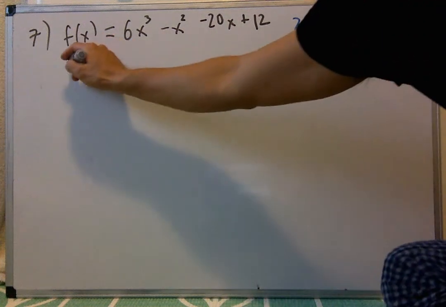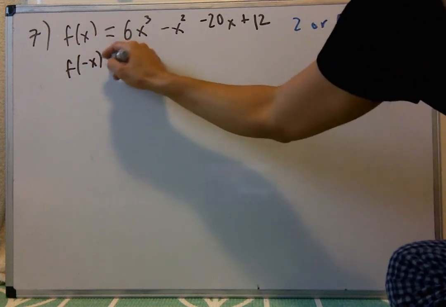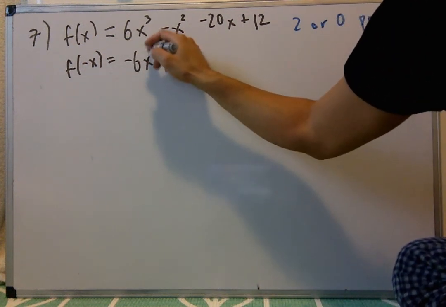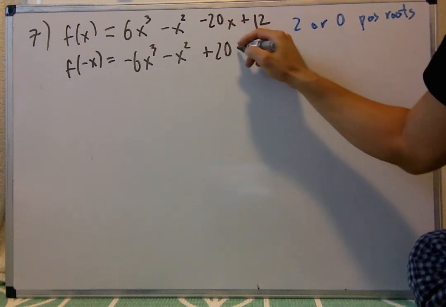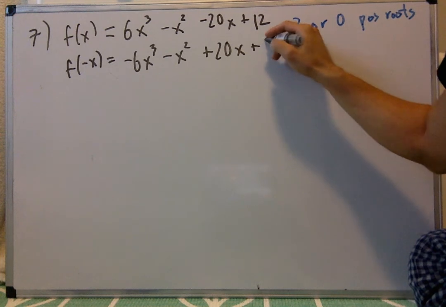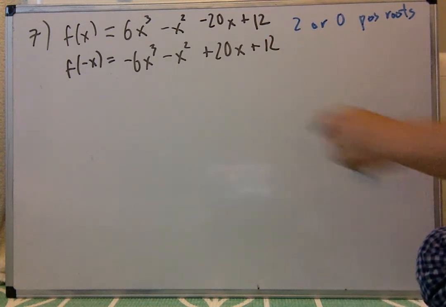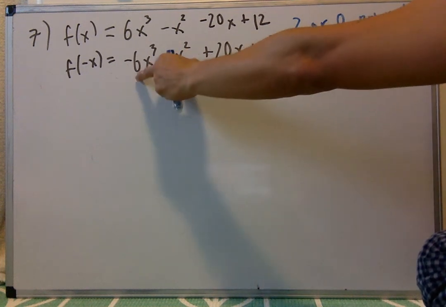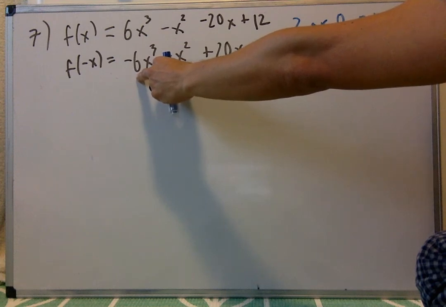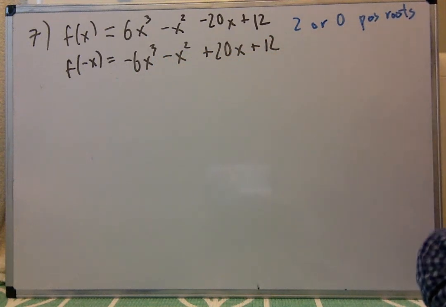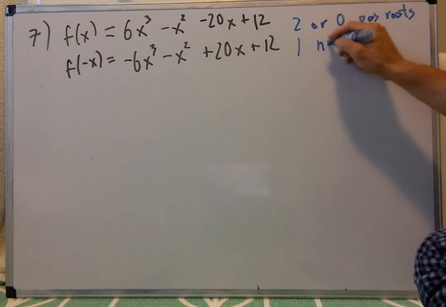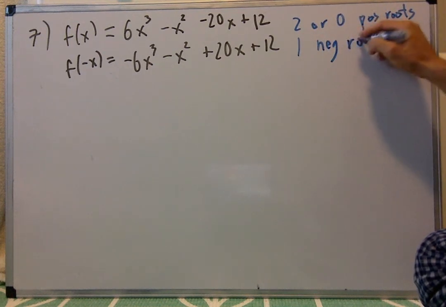So here's f of negative x. That's negative 6x cubed minus x squared plus 20x plus 12. Okay, so we have, let's see, what is this? Negative to negative is nothing, to positive, one change. One change means there's one negative real root.